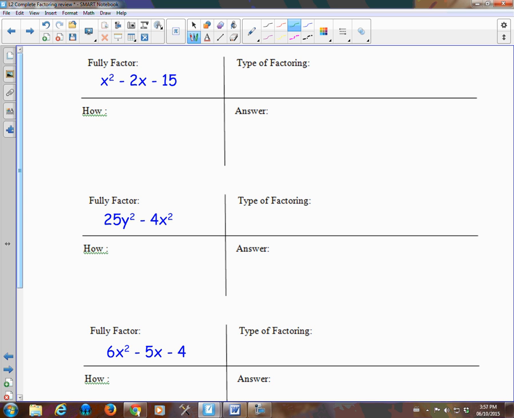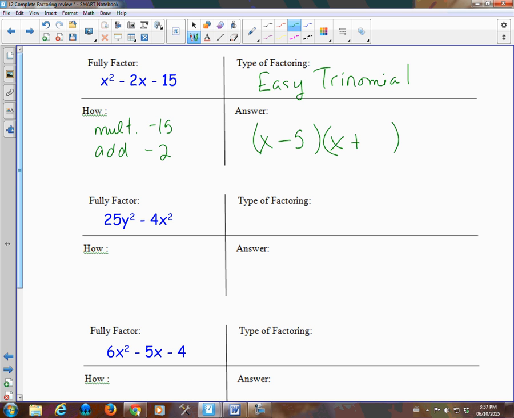If you're listening now, that means you will have hit pause and tried to factor on your own. This is what it should have looked like. This is a simple trinomial or an easy trinomial because there's no number in front of the x squared. We look for two numbers that multiply to get negative 15 and add to get negative 2. So my factors, x times x is x squared, minus 5 and plus 3 multiply to get negative 15 and add up to negative 2. For the next one, it's actually a difference of squares.